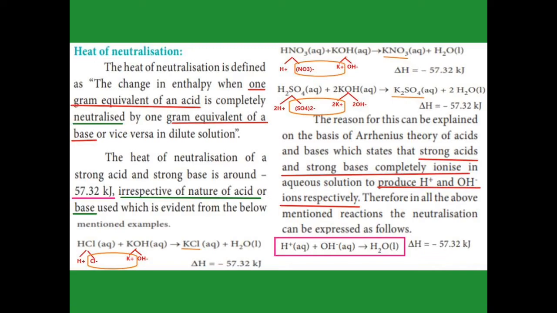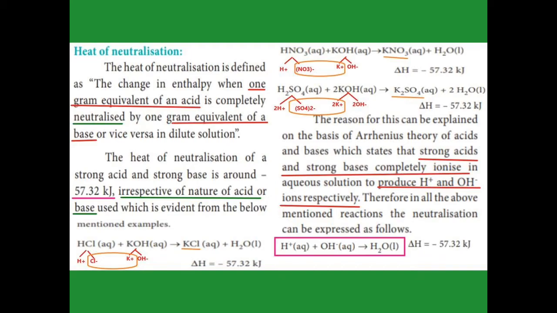In the first example, hydrochloric acid and potassium hydroxide are used. For that also the delta H value is minus 57.32 kilojoule. The next one, potassium hydroxide is added with nitric acid, HNO3. In this nitric acid also we get the delta H value, minus 57.32 kilojoule. The next one, H2SO4, sulfuric acid, is added with potassium hydroxide. We get the same delta H value, minus 57.32 kilojoule mole minus 1.